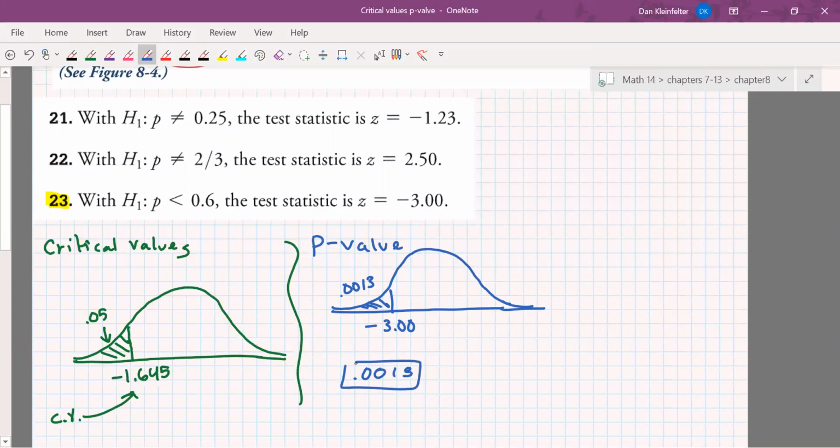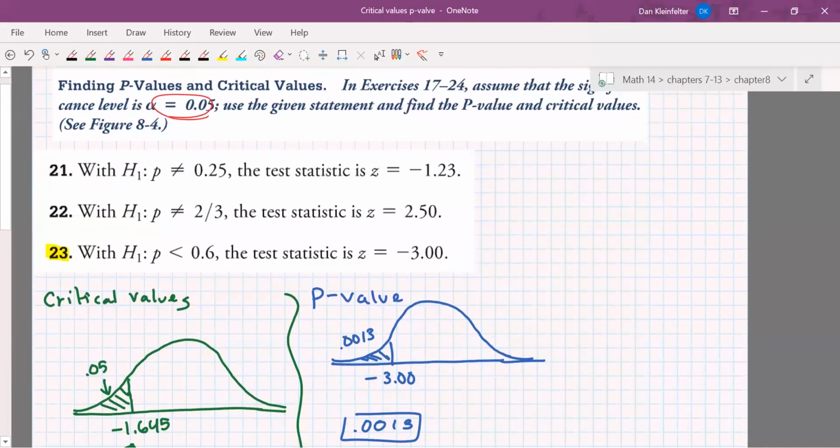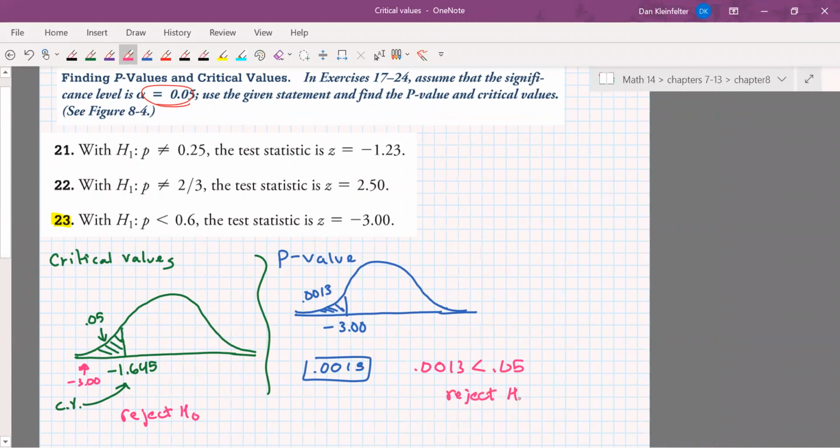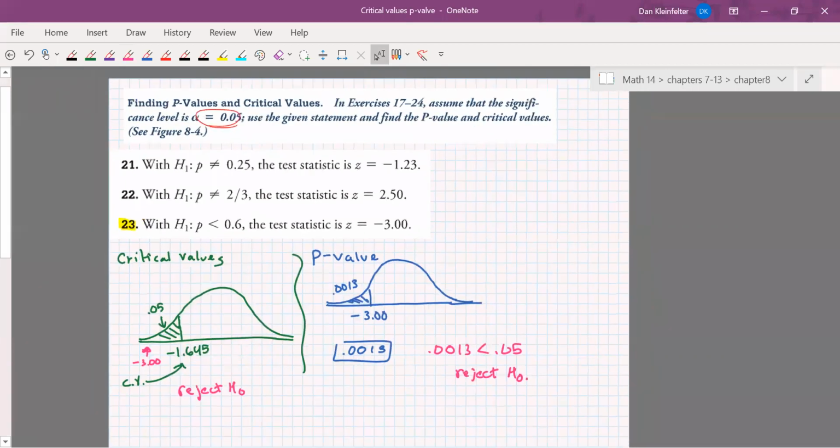All right, so then to compare, that's it as far as the question goes, which was just to calculate the critical values, but let's go ahead and check what conclusions we will get out of this. For the critical value method, the test statistic was -3. -3 is in our rejection region, right? So we would reject the null hypothesis. Okay, for the p-value method, our 0.0013 is less than our alpha of 0.05, so again, we would reject our null hypothesis.